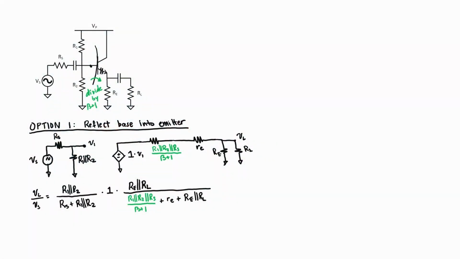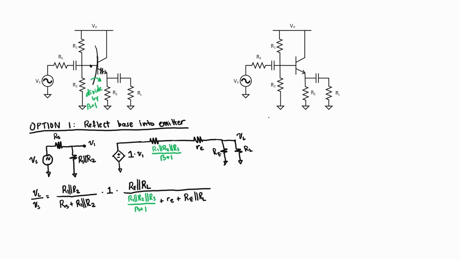You'll find that this expression is exactly the expression that we just derived using the more complicated transistor model. This one was a lot easier. Let's move now on to option 2, and we're going to instead reflect the emitter resistance over into the base instead. You should only use impedance reflection once to avoid double counting things. So here we're going to go the other way.